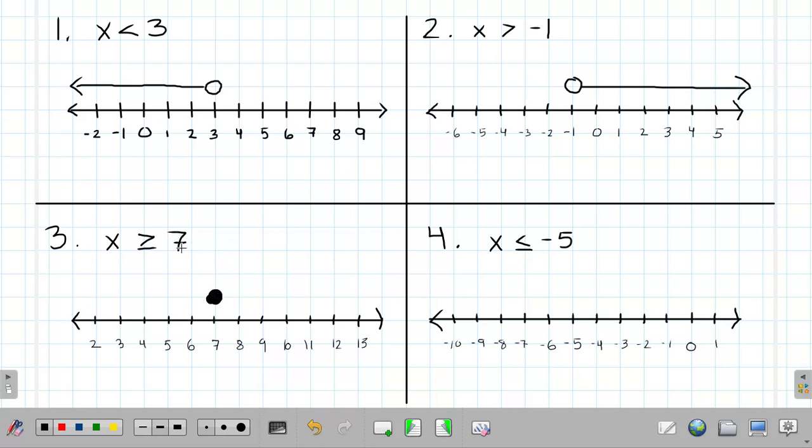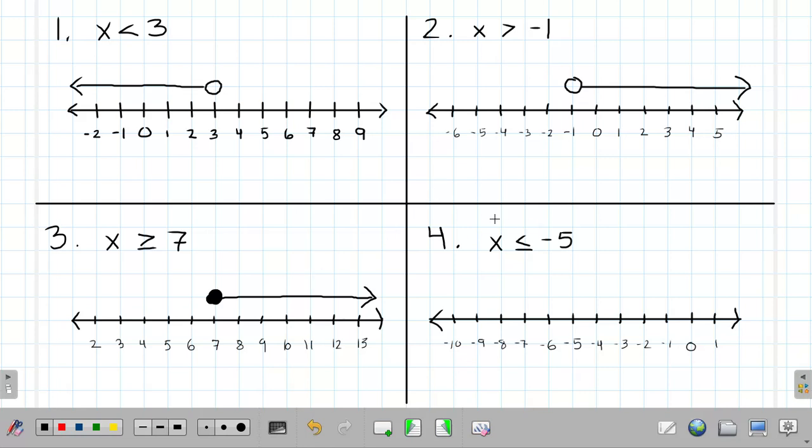So x is greater than or equal to 7. So that means we start at 7. In this case, we want the numbers that are bigger than 7. So once again, get better with this and get quicker with this as you go. That means we want to go to the right. We want numbers that are bigger than 7. Well, numbers that are bigger are always to the right.